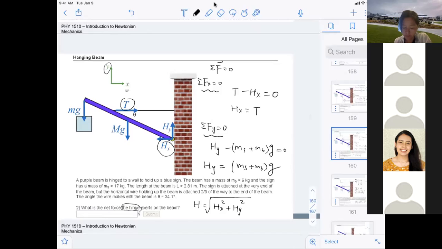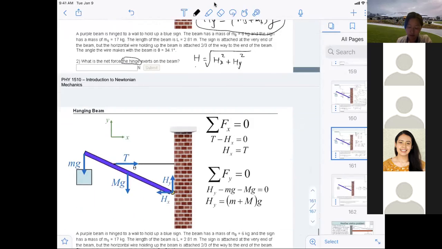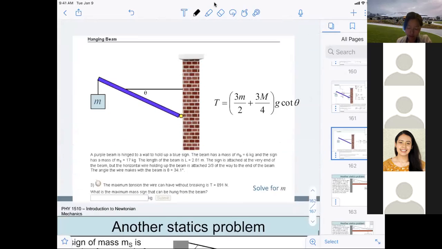All right, so we solve for Hx and Hy using the force equilibrium. Okay, and then you could plug it in to get your overall H. So that's pretty much it.